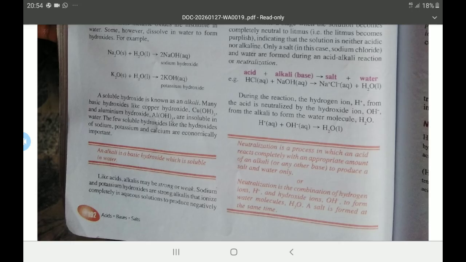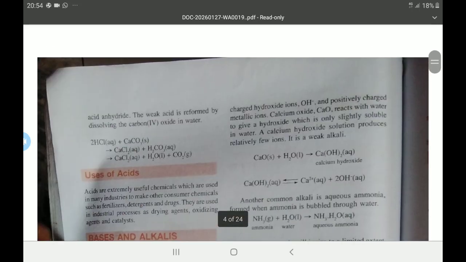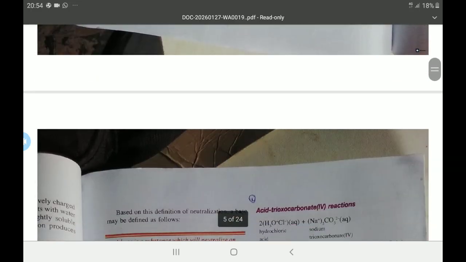Now, listen, let's carry on. Like acids, alkalis may be strong or weak. So there are strong alkalis, there are also weak alkalis, the same way we have strong acids and weak acids. Sodium and potassium hydroxide are strong alkalis that ionize completely in aqueous solution to produce negatively charged hydroxide ions. Now I will take it again. Listen carefully.